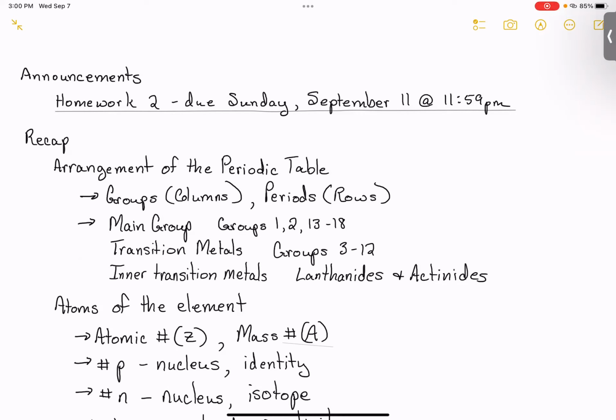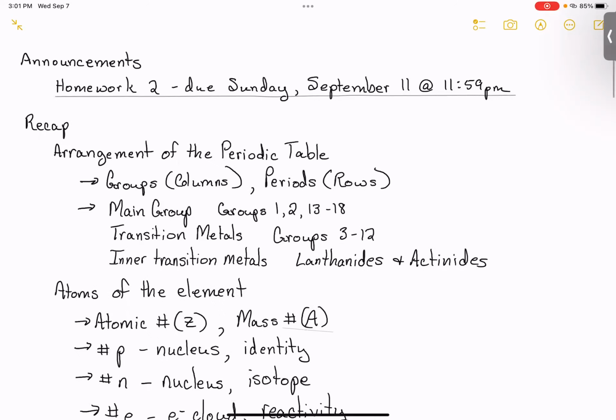We will also talk about the main group, group 1 and 2, and groups 13 through 18. We'll talk about the transition metals, which are groups 3 through 12, and then the Lanthanide Actinides, which are the ones on the very bottom of the periodic table.